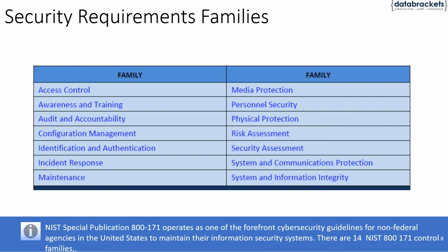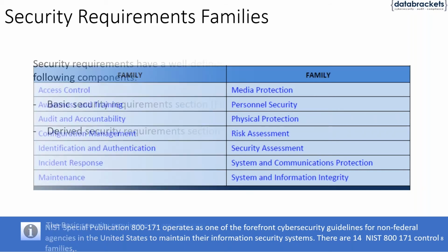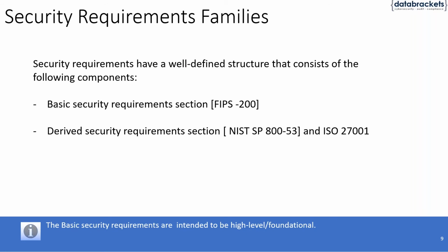I think the main thing you need to be aware of is that 800.171 is not a standalone standard per se. A lot of the information is derived from 853, which is kind of the mother of the standard requirements, and also from ISO 27001 and FIPS and a lot of the other things, right? So, as I mentioned earlier, each one of those families has several different requirements under it, categorized into basic security requirements, which are derived from FIPS 200, and derived security requirements, which are derived from NIST 853 and ISO 27001 and so on.